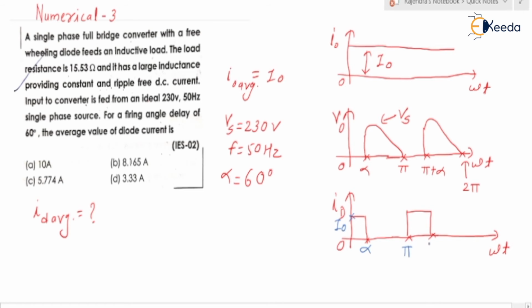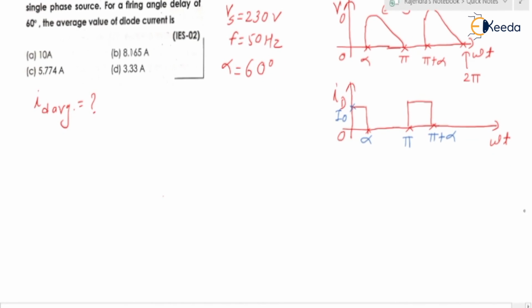Yes, this is pi plus alpha. Now, in order to find the ID average, we need to find the I0, right? But I0 is nothing but I0 average, right? It is given I0 is equal to I0 average. So can we find the I0 average, or the I0, first? Yes, we can find.